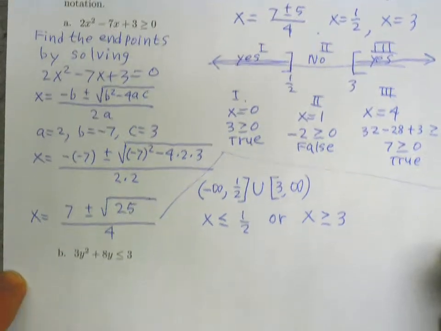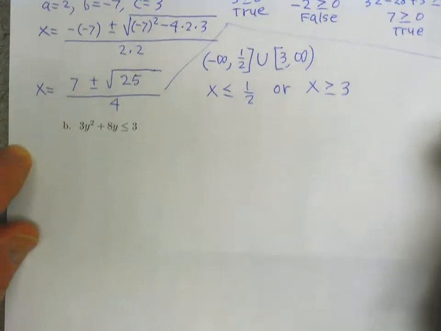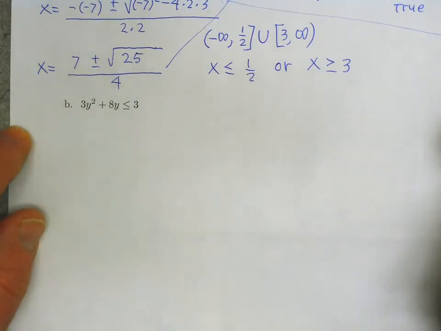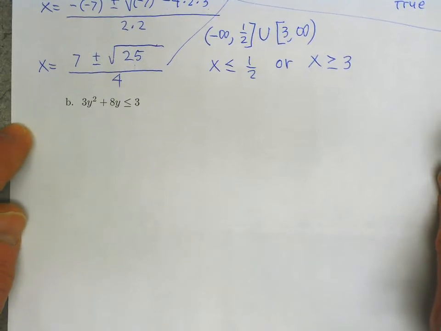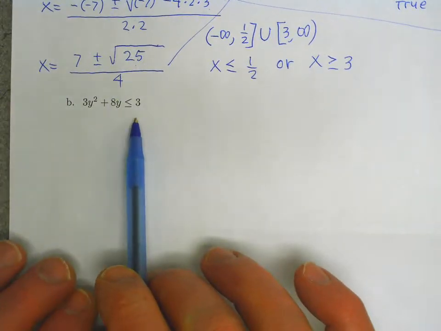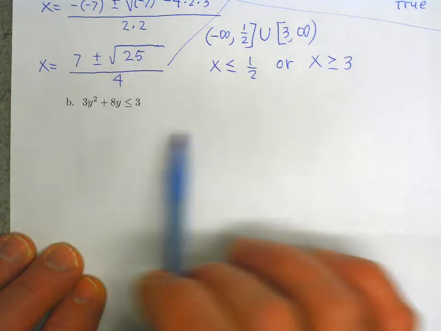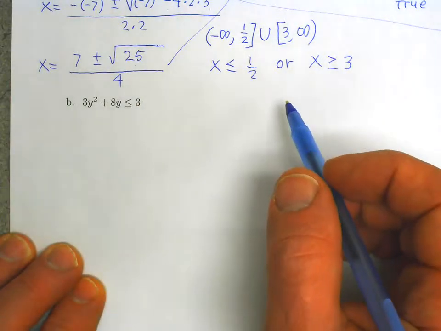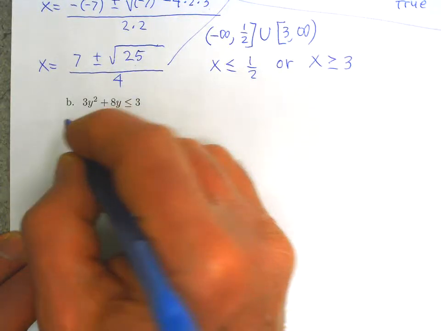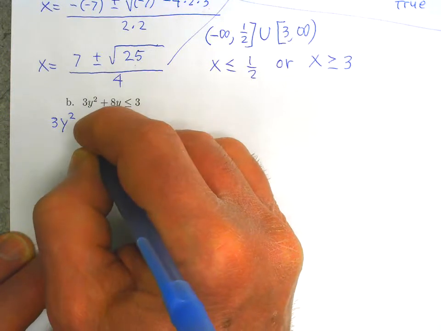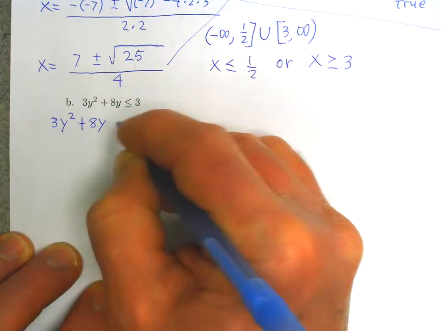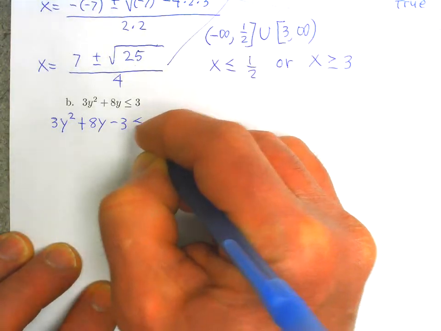Okay, the next example, solve 3y to the second plus 8y is less than or equal to 3. Well, we want one side to be 0. That'll make it easier to find the endpoints. So we'll write 3y to the second plus 8y minus 3 is less than or equal to 0.